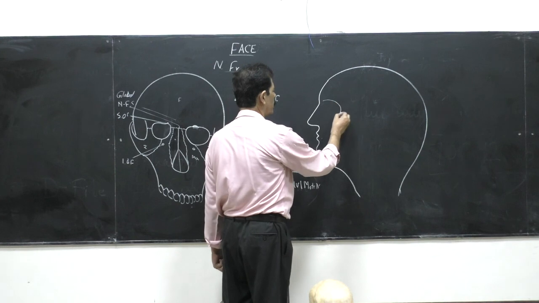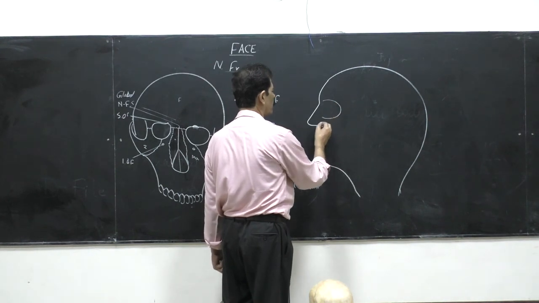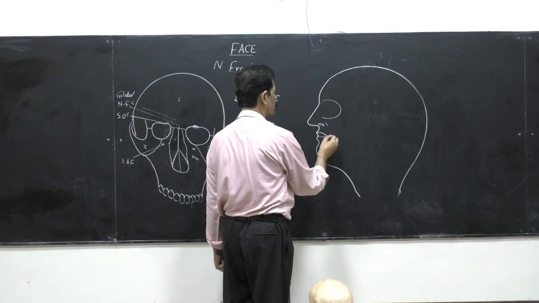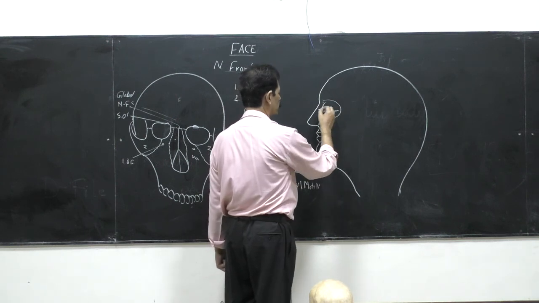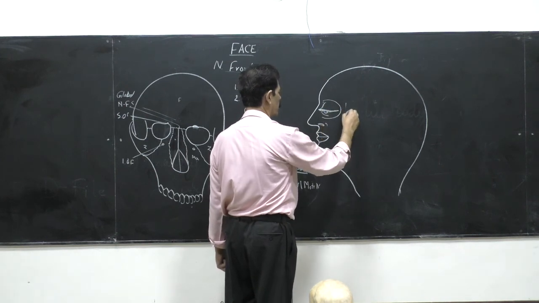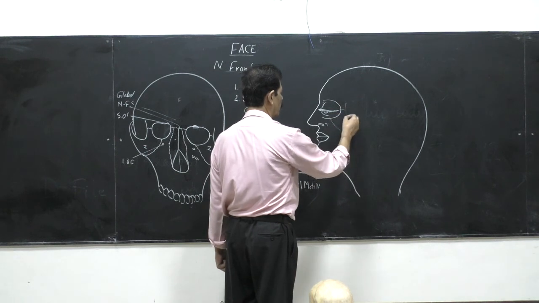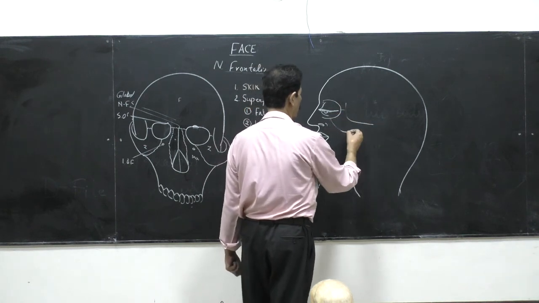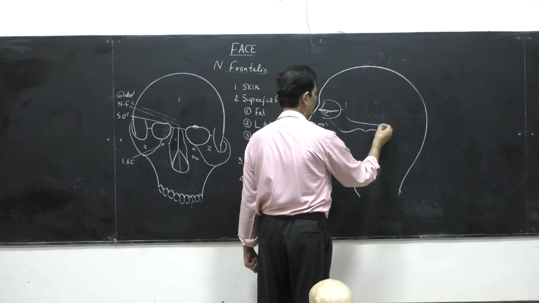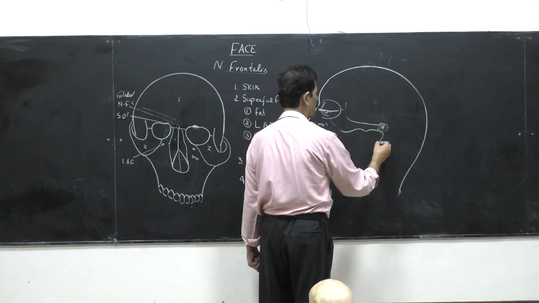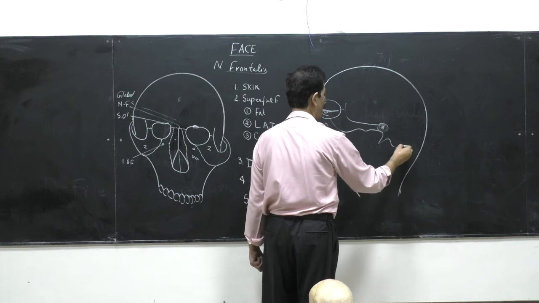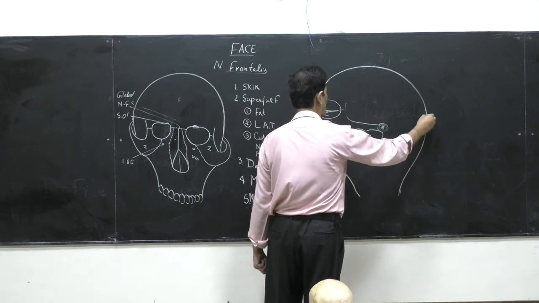So here comes the orbit. This is the zygomatic bone, bone of the cheek. This is the zygomatic arch. External acoustic meatus with tympanic plates, concentric. Below, the styloid process. This is the mastoid process. This is the skull.